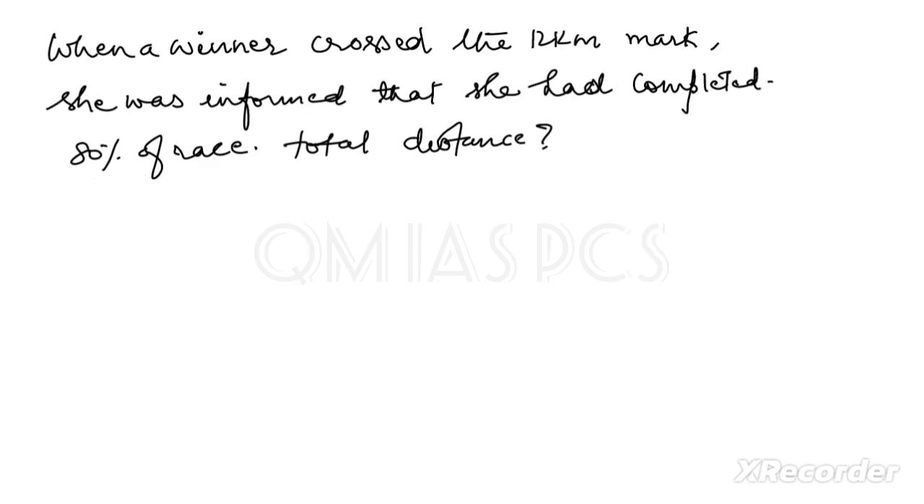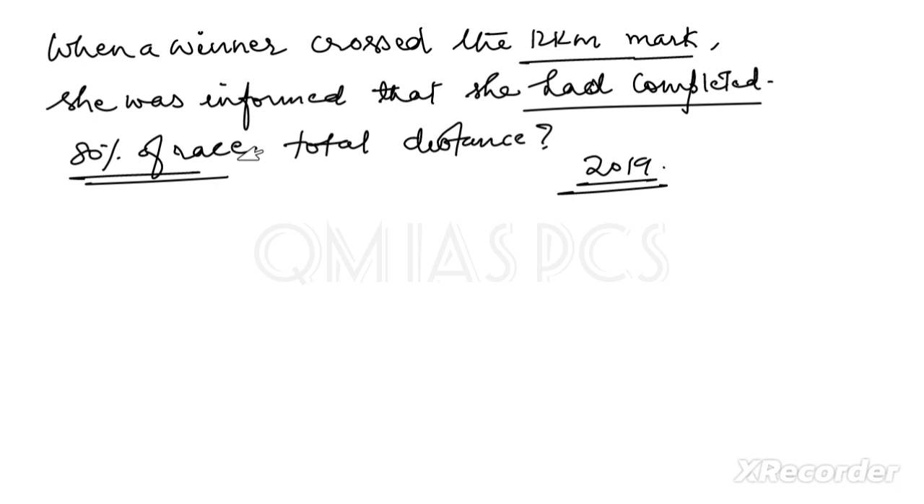Okay, this will be your last question, and this question is from UPSC 2019. It's a very simple question, and I think this is from percentage. This question is based on percentage too. The question is, when a runner crossed the 12-kilometer mark, she was informed that she had completed only 80% of that race. Now we have to find what is the total distance of that track.